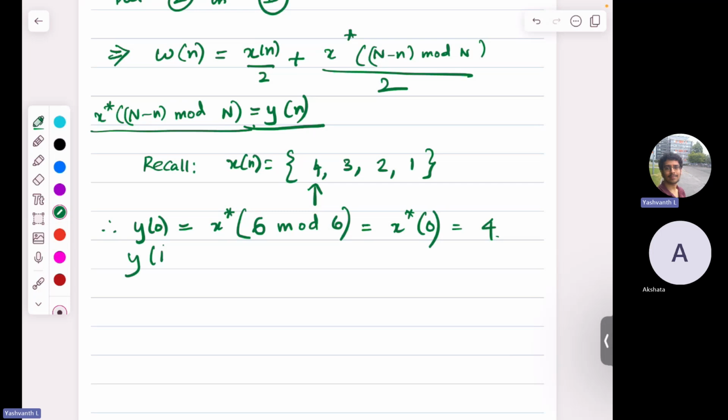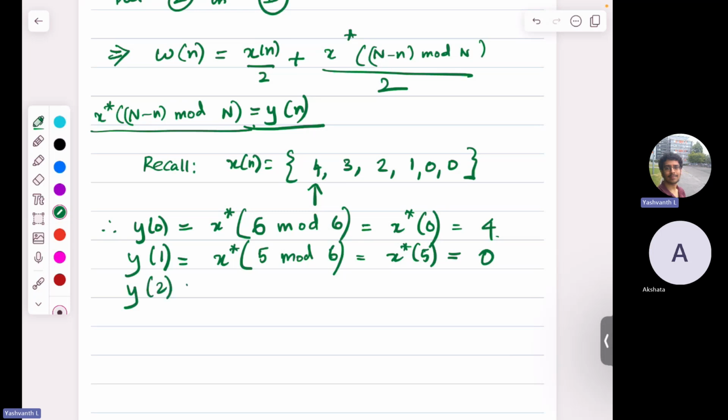Y of 1 is nothing but x conjugate of 6 minus 1, which is 5 mod 6, which is equal to x conjugate of 5. What is x conjugate of 5 here? I'm essentially assuming 0, comma 0. It's a 6 point, right? So I need to append 2 more zeros. So x conjugate of 5 is 0. Y of 2 equal to x conjugate of 6 minus 2, which is 4 mod 6, which is nothing but x conjugate of 4, which is again 0.